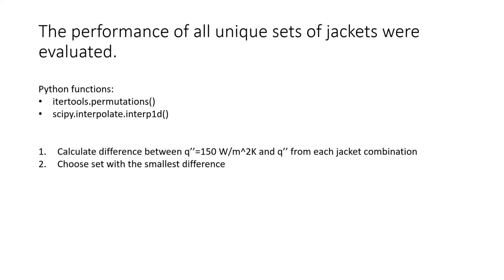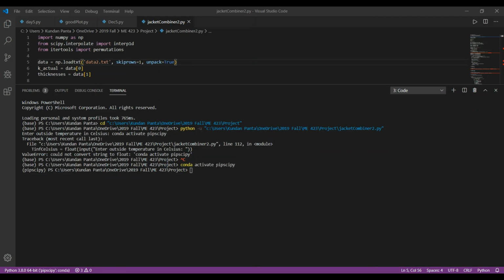We used some tools in Python to automate the process of finding all possible combinations of jackets and the air properties for every set of jackets. The heat flux calculated for each set of jackets was stored in an array, and the difference between each heat flux and the optimal heat flux of 150 watts per meter square Kelvin was calculated. The set of jackets with the smallest difference between these two values was taken to be the best jacket for that surrounding temperature. Let's do a quick demo.